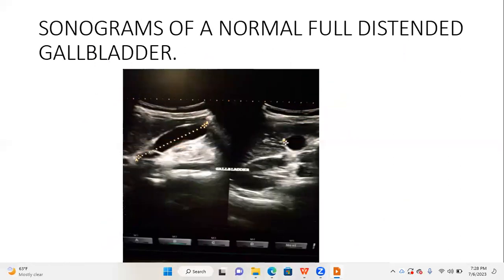These are sonograms of a fully distended gallbladder. The gallbladder is divided into parts. So the part up here, this is a sonogram of the gallbladder, is the fundus. Then we have the body and the neck here. So this black fluid that you're seeing inside is the bile in the gallbladder. And when we look at the walls of the gallbladder in transverse view here, the walls are quite thin, meaning they are measuring less than 3 millimeters thick.